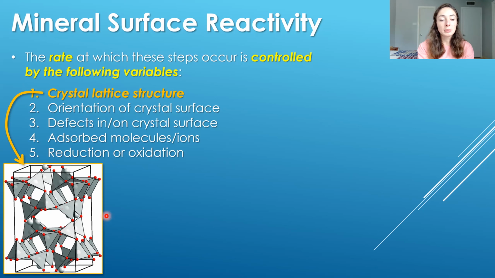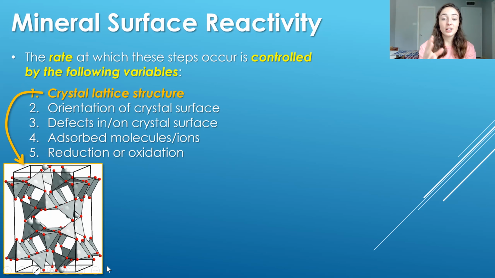In addition, the composition of feldspar, for example, has both silica tetrahedra and some tetrahedra that contain aluminum rather than silicon. The aluminum tetrahedra, or the aluminum atoms in particular, are more easily dissolved than the silicon atoms or silica tetrahedra. And so chemically, the aluminum sites in feldspar are susceptible to dissolution.